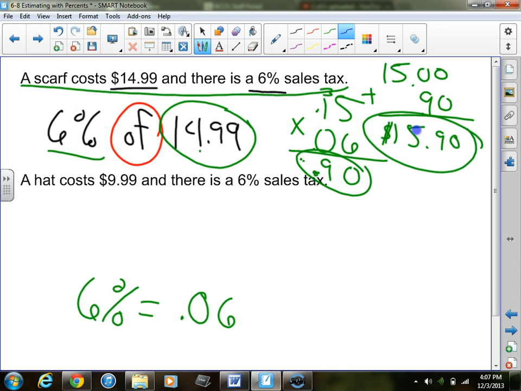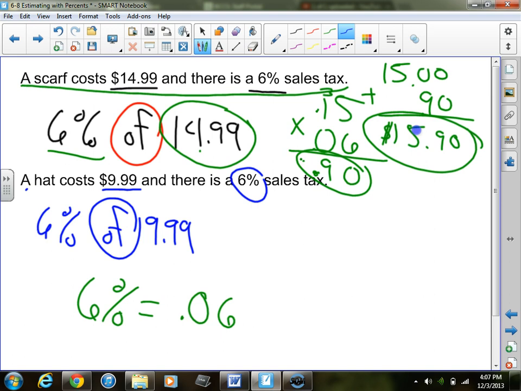Now I want to work on one more to make sure we understand this. There's a similar problem. A hat costs $9.99, and there's once again a 6% sales tax. So if I'm looking for the total cost of that hat, I'm looking for 6% of $9.99. Now remember that "of" means to multiply, so we're going to be multiplying. First things first, I'm going to estimate $9.99. What number is that much closer to? How about we use 10? That's a lot easier than $9.99. So let's just do that.